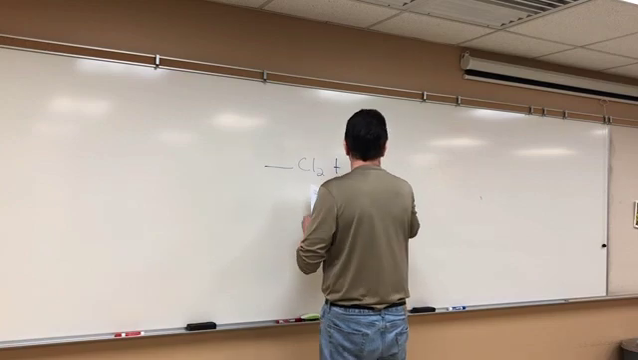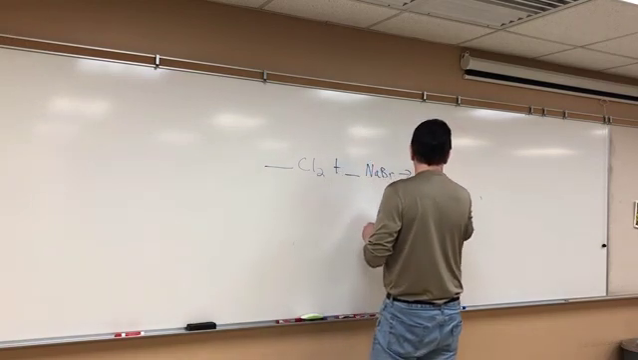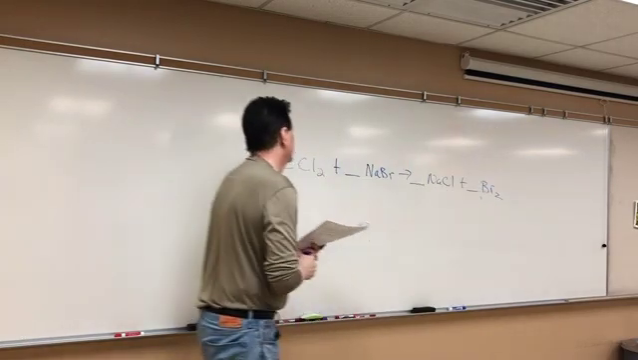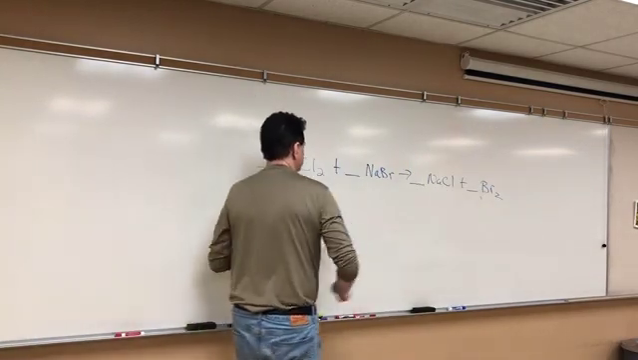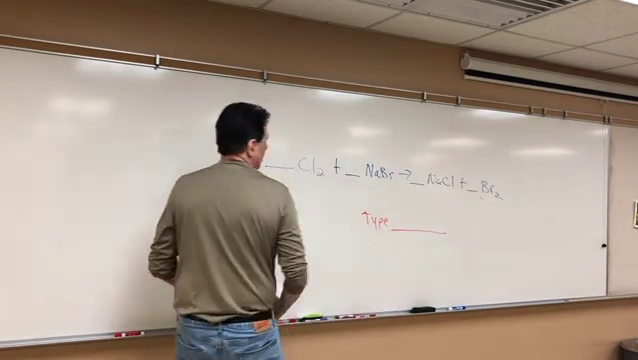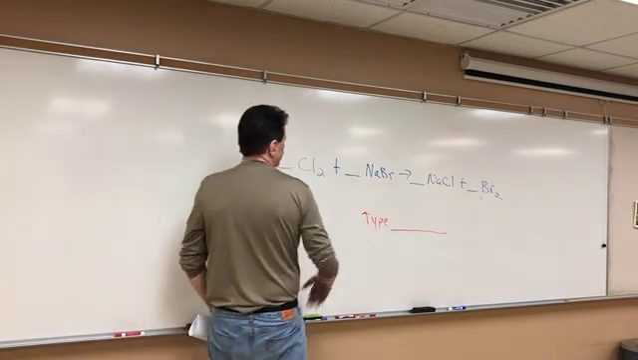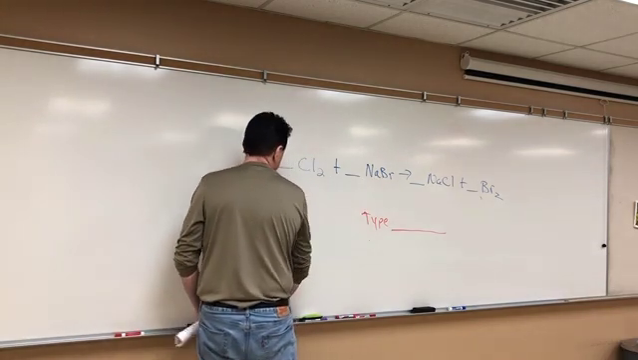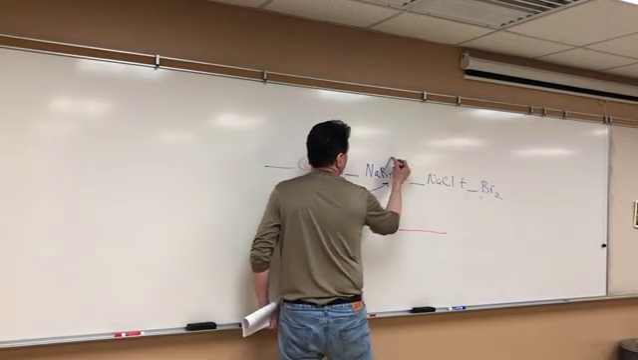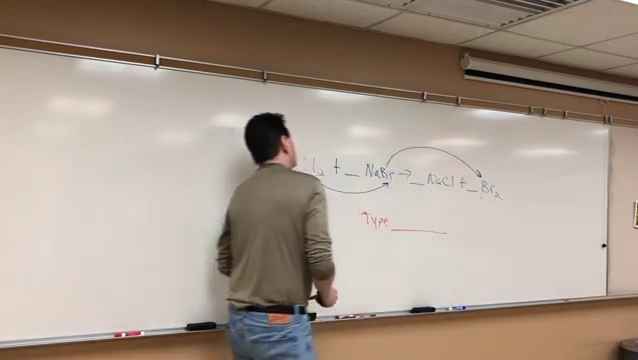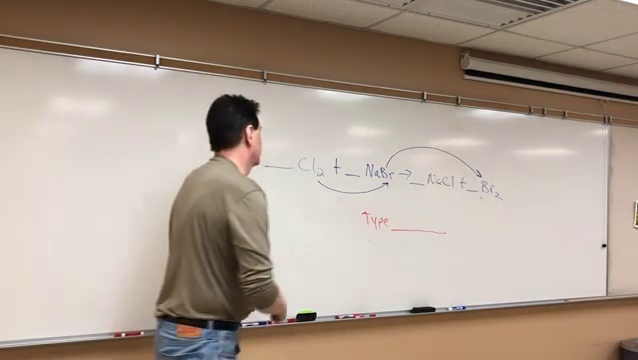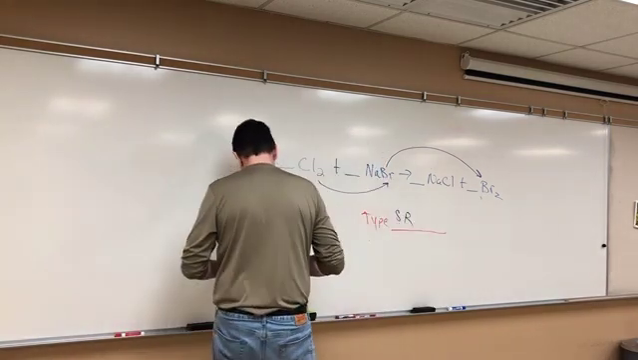Cl2 plus NaBr going to NaCl plus Br2. First we want to type it. To type it, you've got to look at what's going on. Track the players. First up, it looks like chlorine is coming in and kicking Br out. When you have a single player coming in and kicking a player out, that's always a single replacement. So we got that typed.